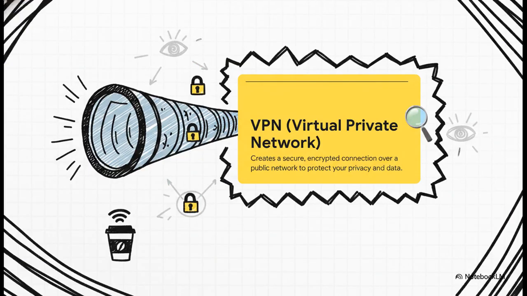So how can you add a layer of protection, especially when you're on a public network like the Wi-Fi at a coffee shop? That's where a VPN, or a virtual private network, comes in. It creates a secure, encrypted tunnel for all your internet traffic, basically hiding what you're doing from any prying eyes and protecting your data while it's in transit.